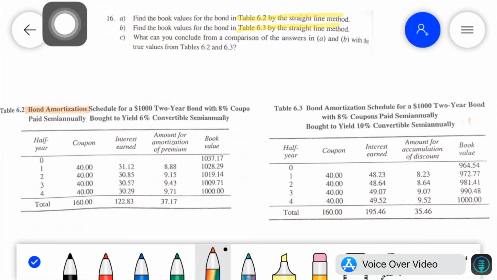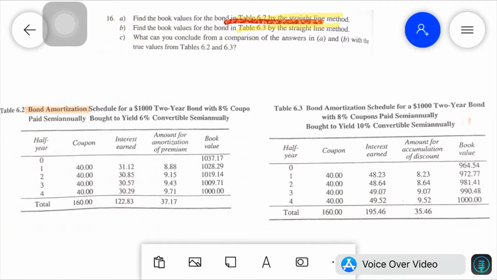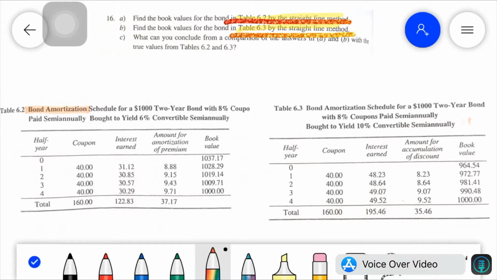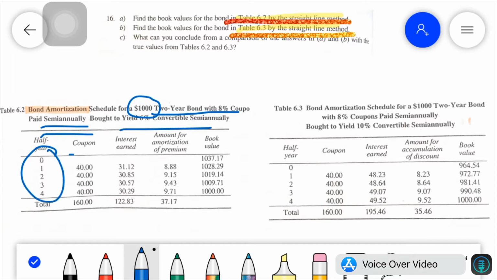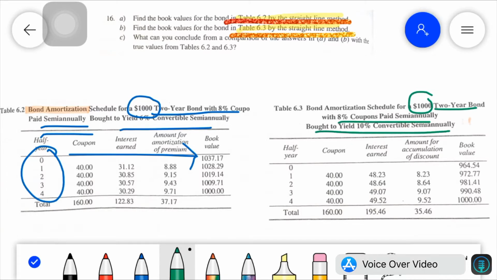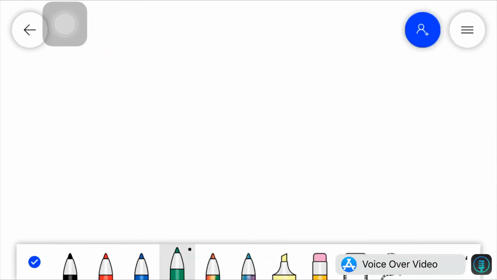Question 16 says to find the book value for Table 6.2 using the straight line method and Table 6.3 using the straight line method. The information we can highlight from both tables is the par value, which is 1000, the 2-year bond convertible semi-annually, and also n, which is 0 until 4, and the value of B naught. Same goes for Table 6.3. Par value of 1000, 2-year bond, 8% coupon, also semi-annually, yield 10%, n from 0 to 4, and B naught 964.54. So that is all the information we can get from both tables.